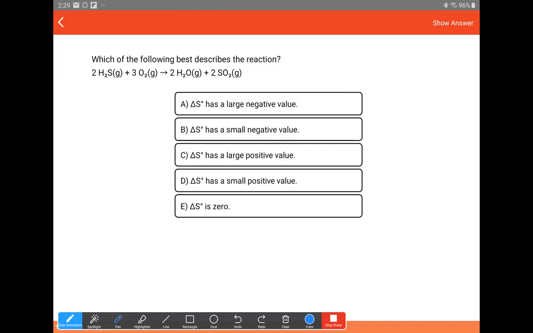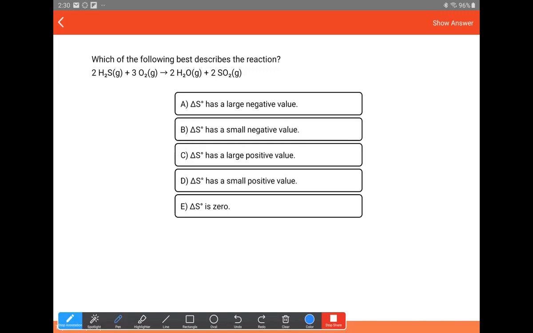Okay, this question is a great example of what we're looking for in exploring entropy. And right now we're looking at positive entropy versus negative entropy. Positive entropy means there is more randomness, there are more states possible, and that's what we're looking for. Is it a positive change in delta S or is it a negative change in delta S?